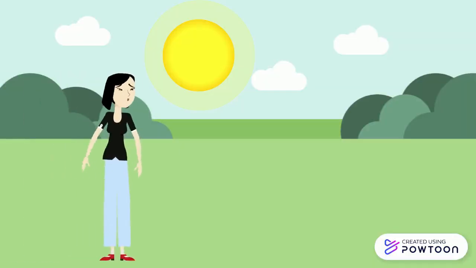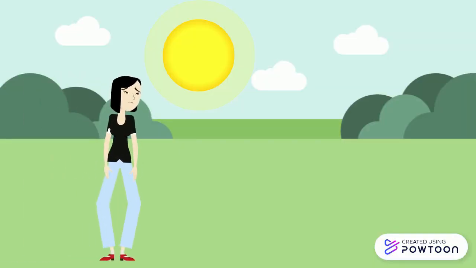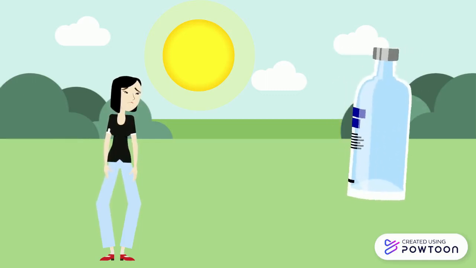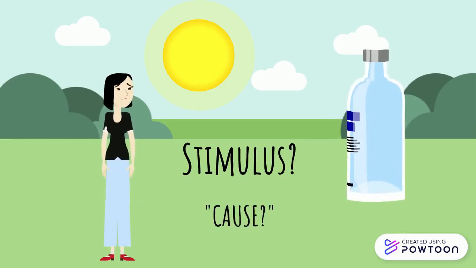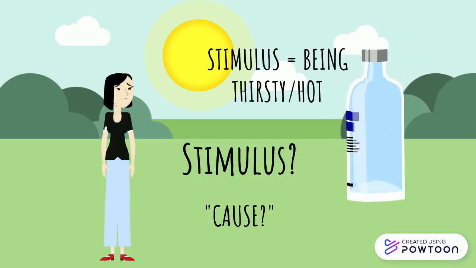Let's try an example. You're out in the hot sun and you're getting pretty thirsty, so you take a drink of water. What is the stimulus in this situation? In other words, what caused you to take a drink of water? In this situation, the stimulus would be being hot and thirsty.